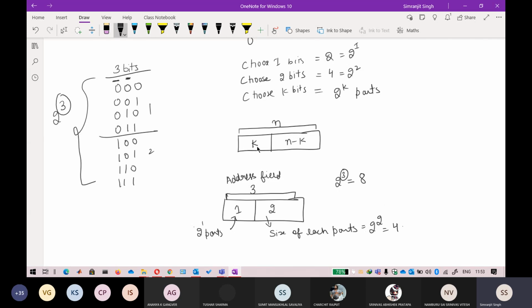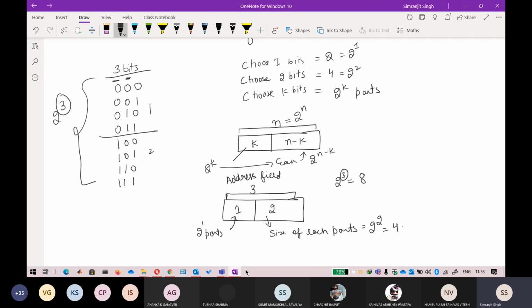So if I'm choosing k bits, it means I will be able to divide it into 2 raised to power k parts, and each part has a size of 2 raised to power n minus k, where the total combination is 2 raised to power n. When you write this, it is referred to as your bit field. Keep that in mind.